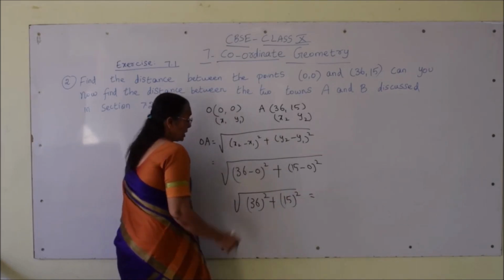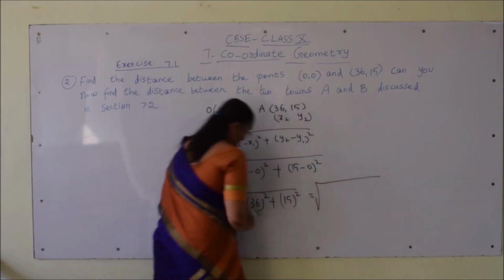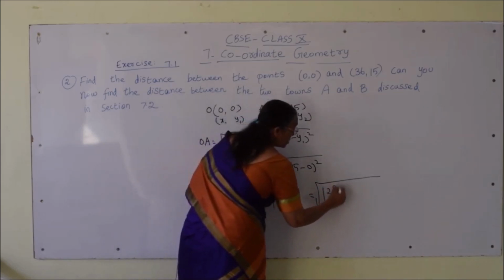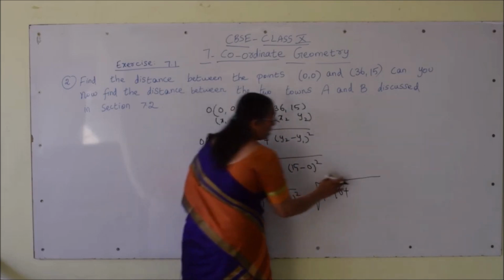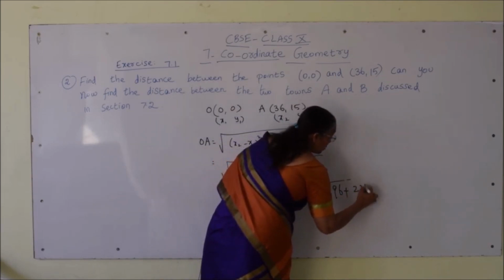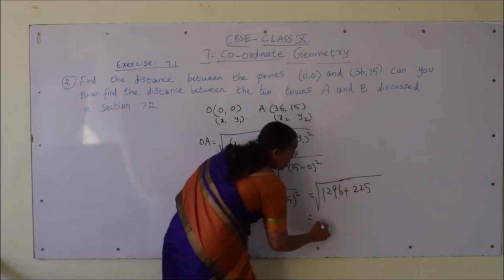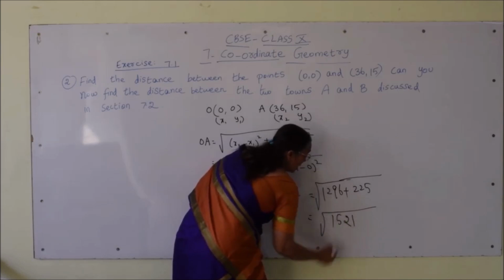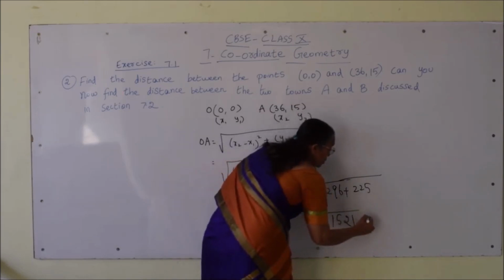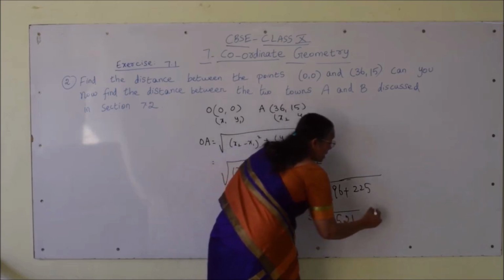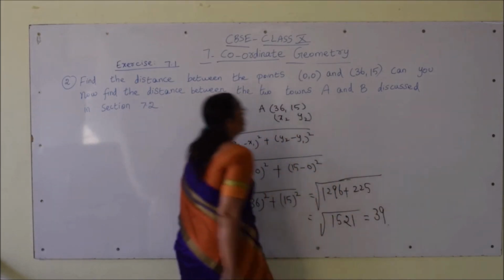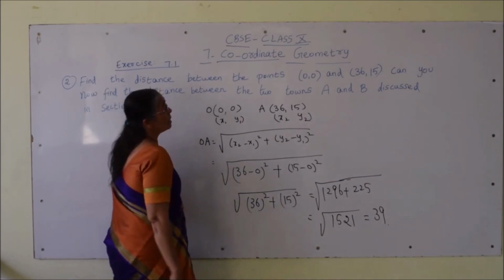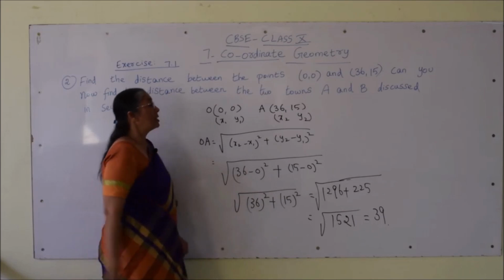which is nothing but 36 square plus 15 square. Now, 36 square is 1296, plus 15 square, 225. So, their addition is root over 1521. The square root of 1521 is 39. So, the distance between the 2 points (0, 0) and (36, 15) is nothing but 39.